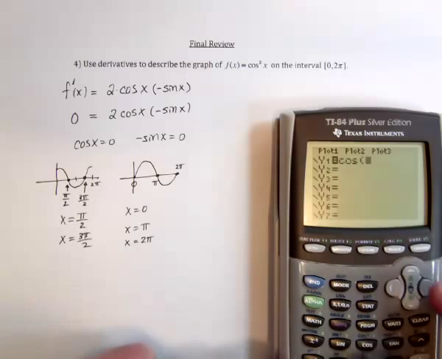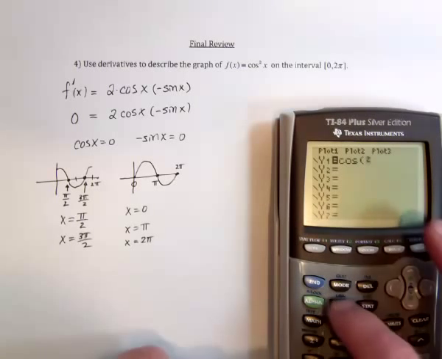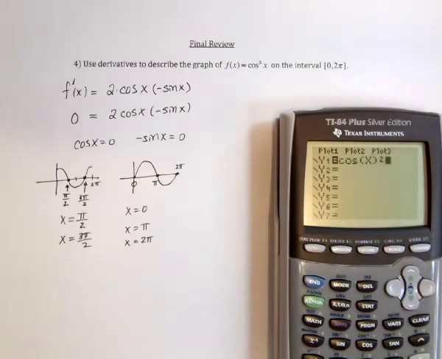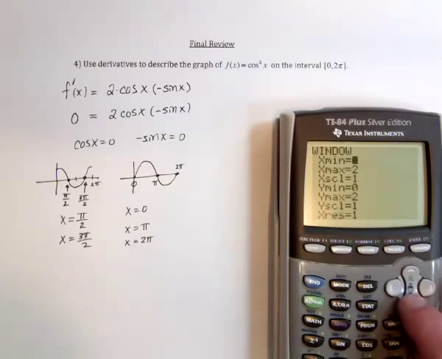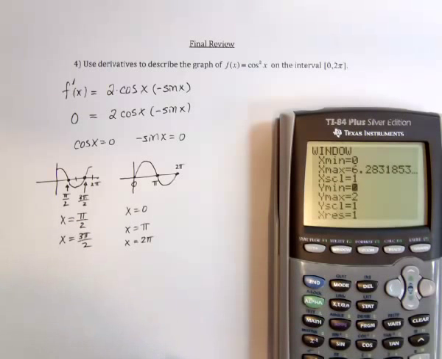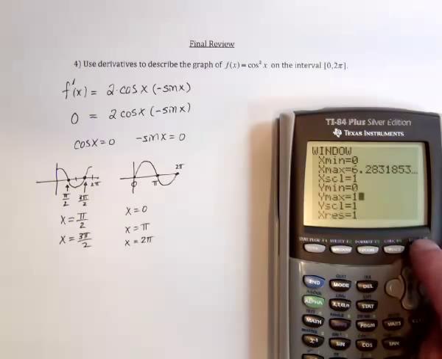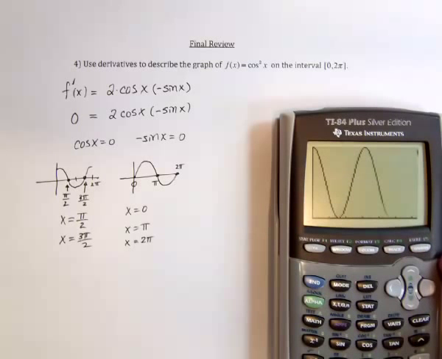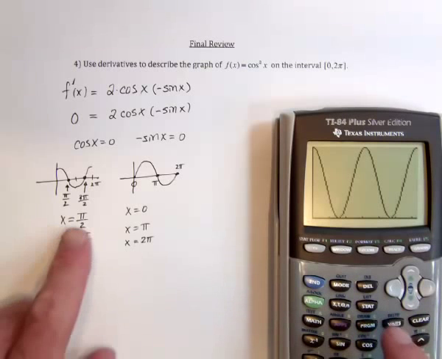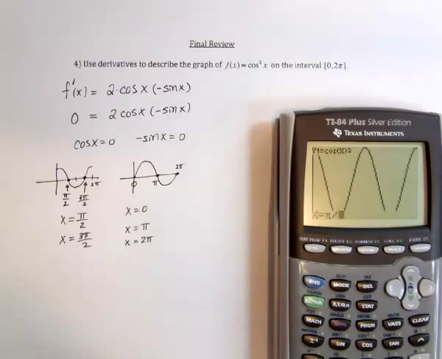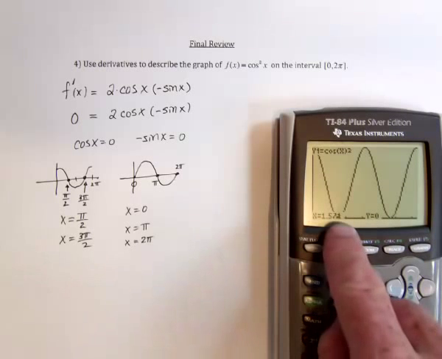So cosine of x squared on the interval from 0 to 2 pi. So if it's squared, it's not going to be negative. The biggest it would get is 1. And then take a look at the graph. Nice bouncy ball. And so we have things like pi over 2, trace, and at pi divided by 2, it's down here at a minimum.